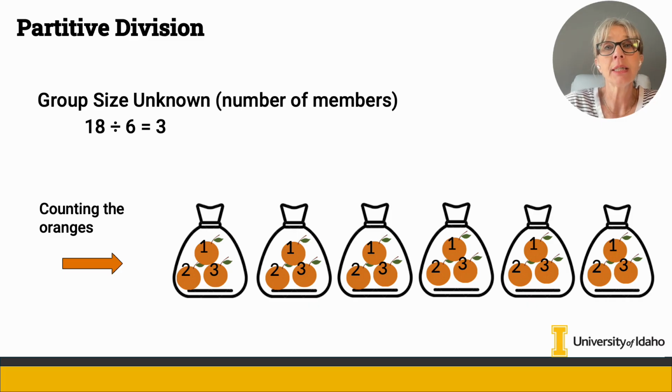This is called partitive division context, or sometimes called quotative. We are partitioning the oranges into the different bags, 1 orange in this bag, 1 orange in this bag, and so on, until we see that there are 3 oranges in each bag.